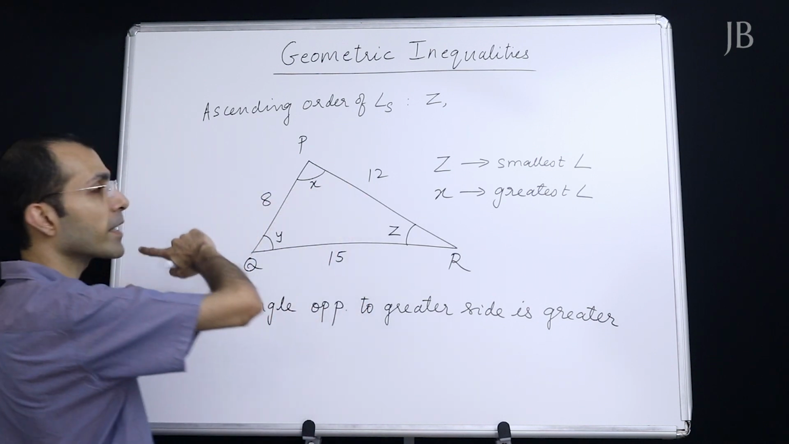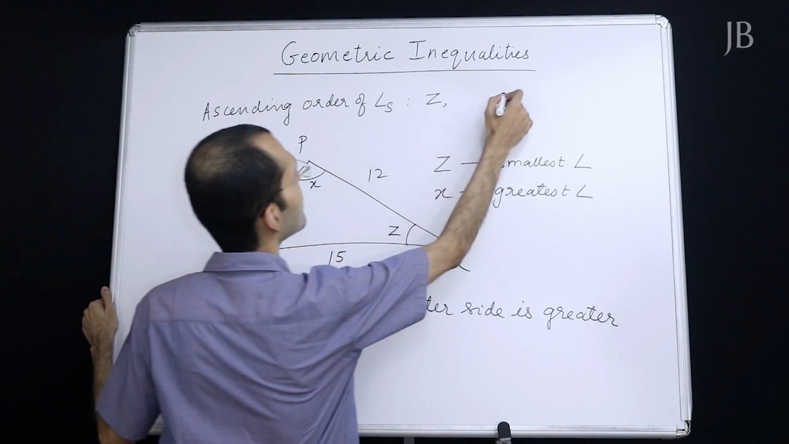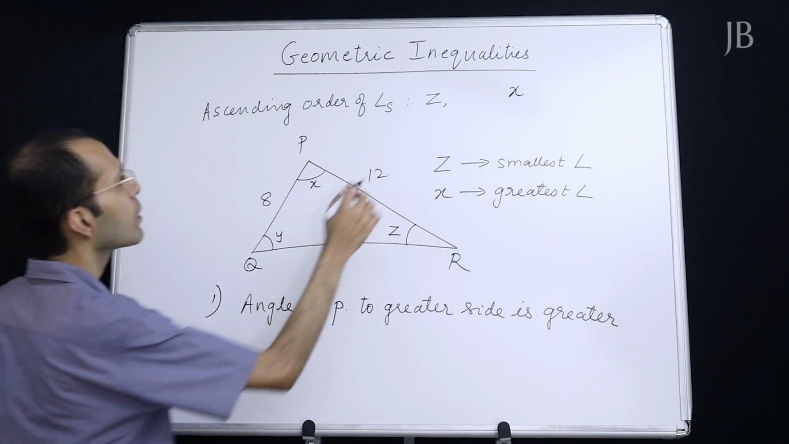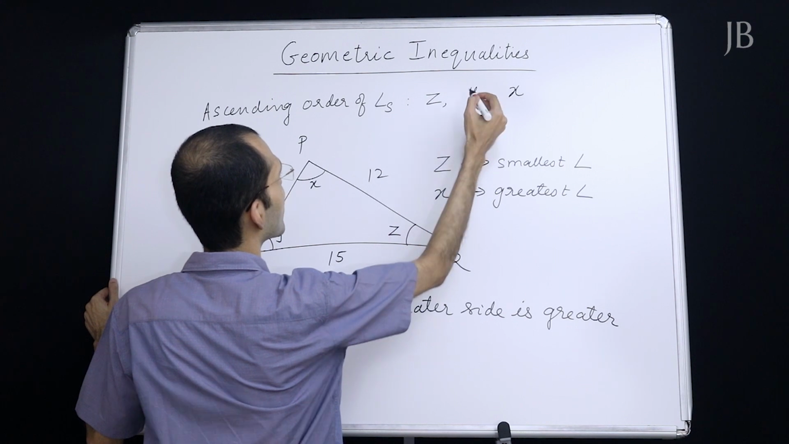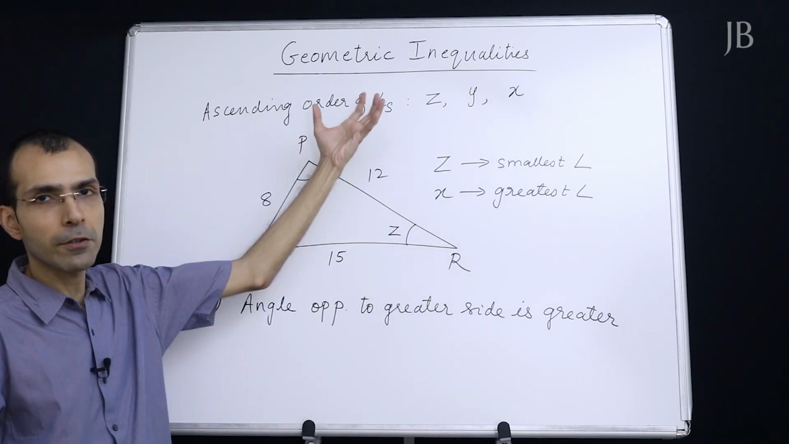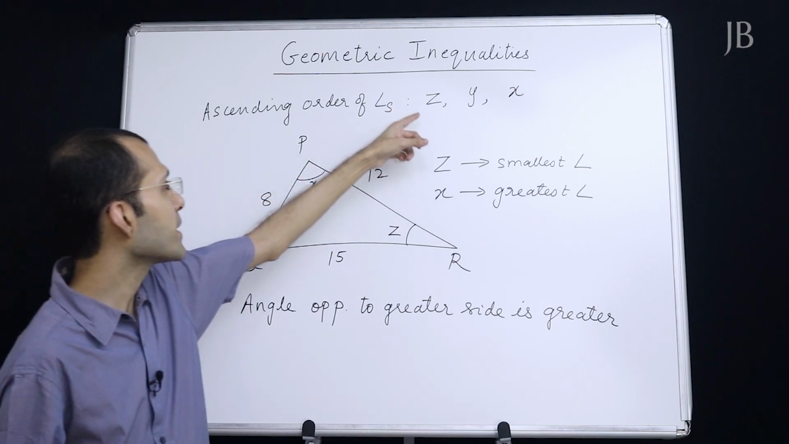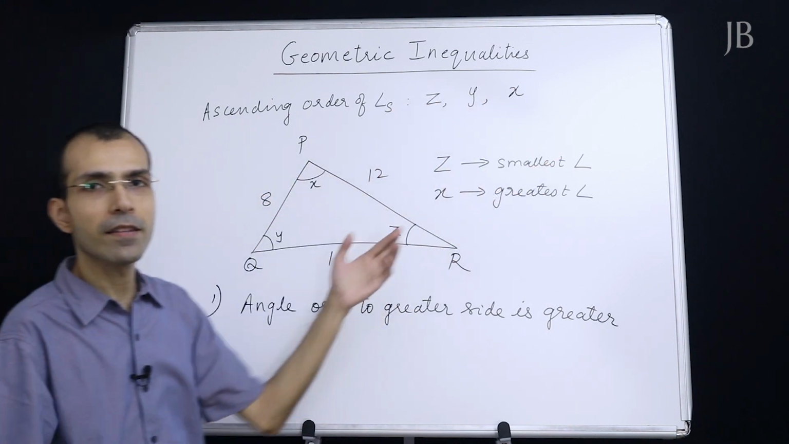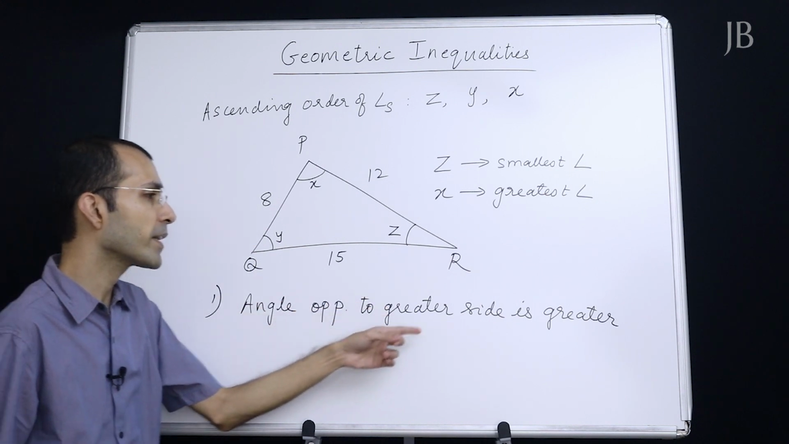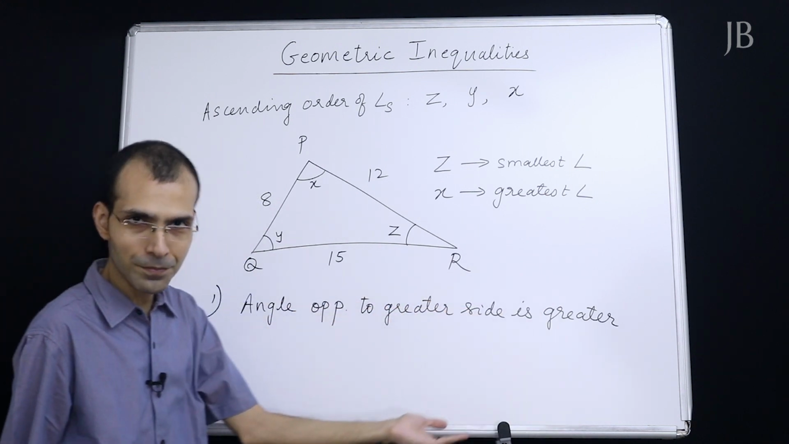And which is the greatest angle? X. And in between will come Y. That is the leftover angle. So, in ascending order of the magnitude of the angles, it will be Z, Y and X in this particular case. So, what is the concept? Angle opposite to greater side is greater.